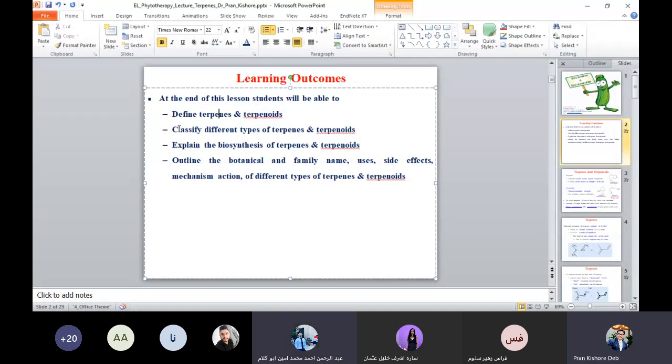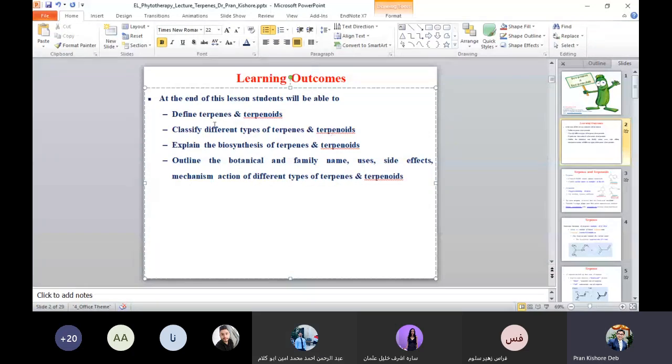And also you'll be able to classify different types of terpenes and terpenoids and explain the biosynthesis of terpenes and terpenoids. I think we discussed the biosynthesis in some chapter, I don't remember. And also, most importantly, we'll be able to outline the botanical name, family name, uses, side effects, mechanism of action of different types of terpenes and terpenoids.